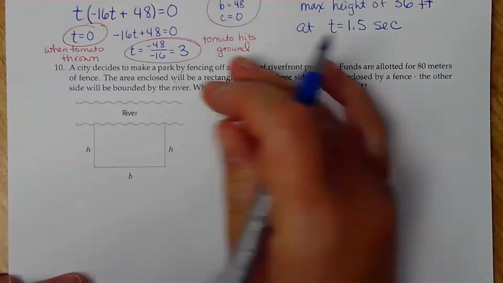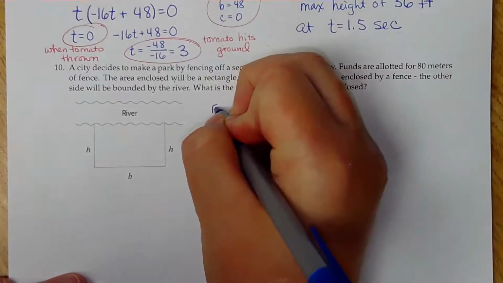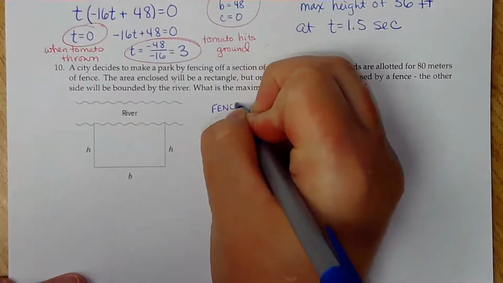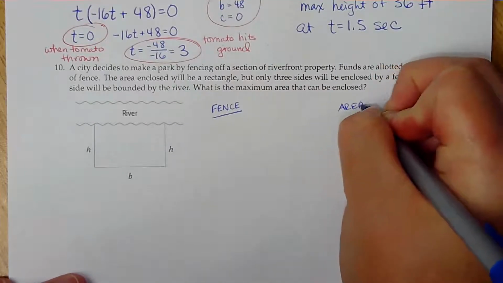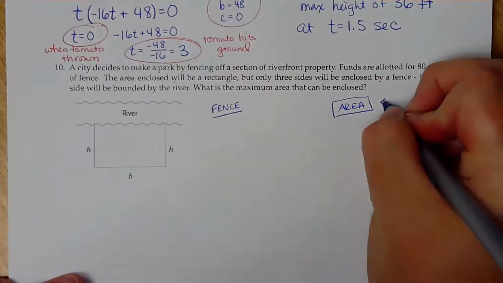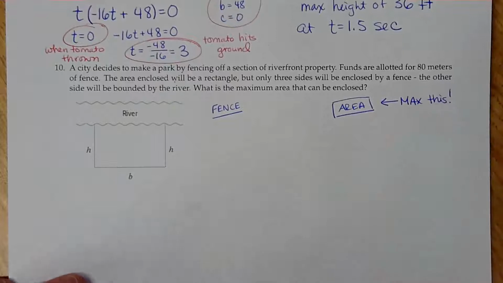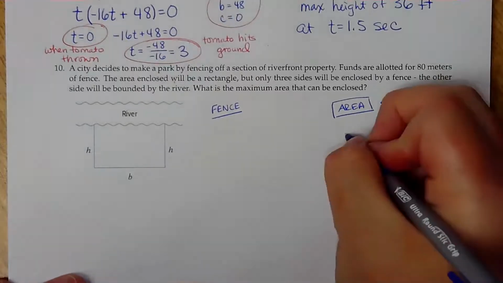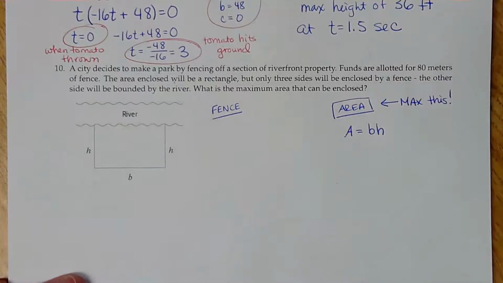And what we're going to do is come up with 2 formulas here. We're going to look at a formula for figuring out what's going on with the fence, and then a formula for the area, especially because the area is what we are looking to maximize. So that's the formula we're going to be working with primarily. The area is the base times the height. Okay, so that's not too bad.